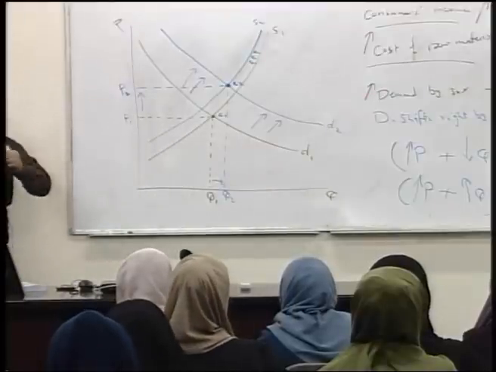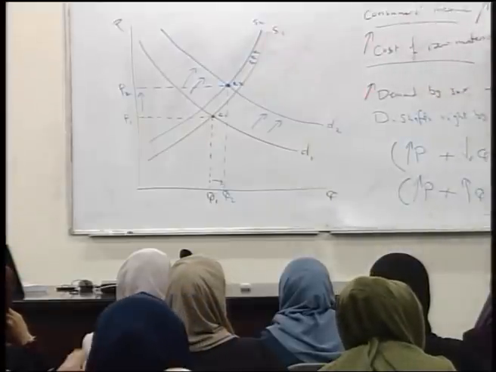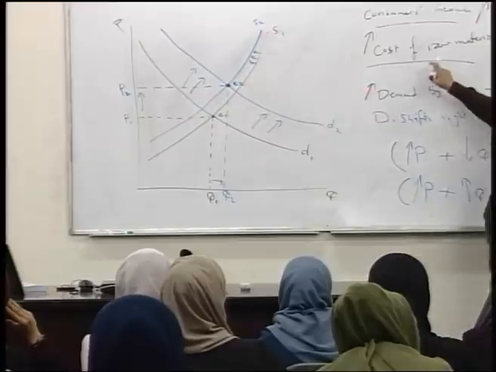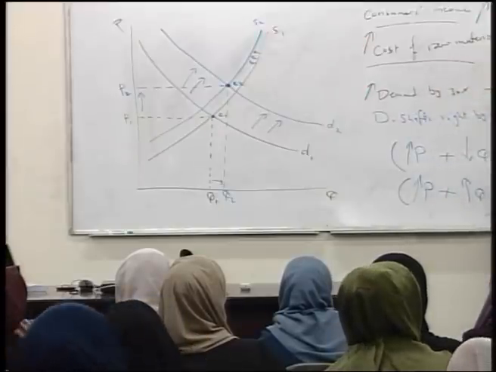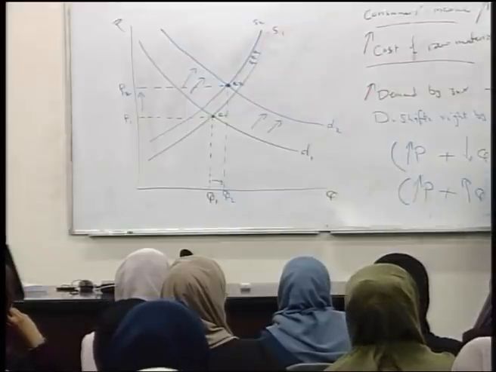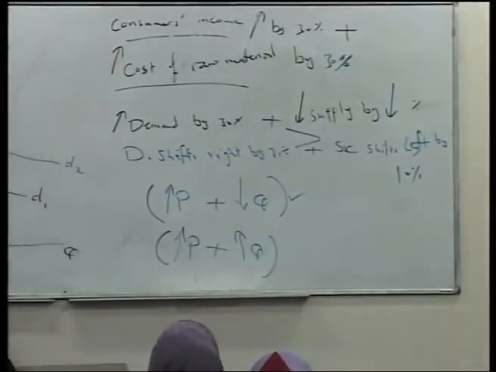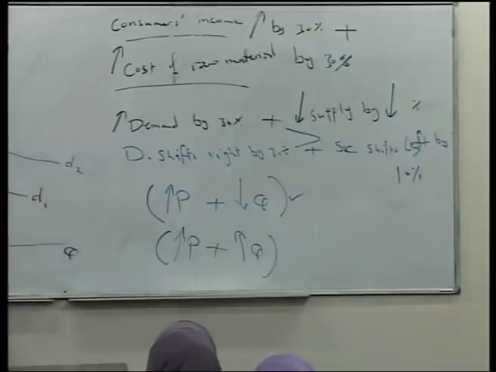But now let us assume that the consumer's income increased by 30%. At the same time, the cost of raw material, which affects supply, increased by 30%. We have the same changes: the percentage change in demand equals the percentage change in supply. Let's check the case here.